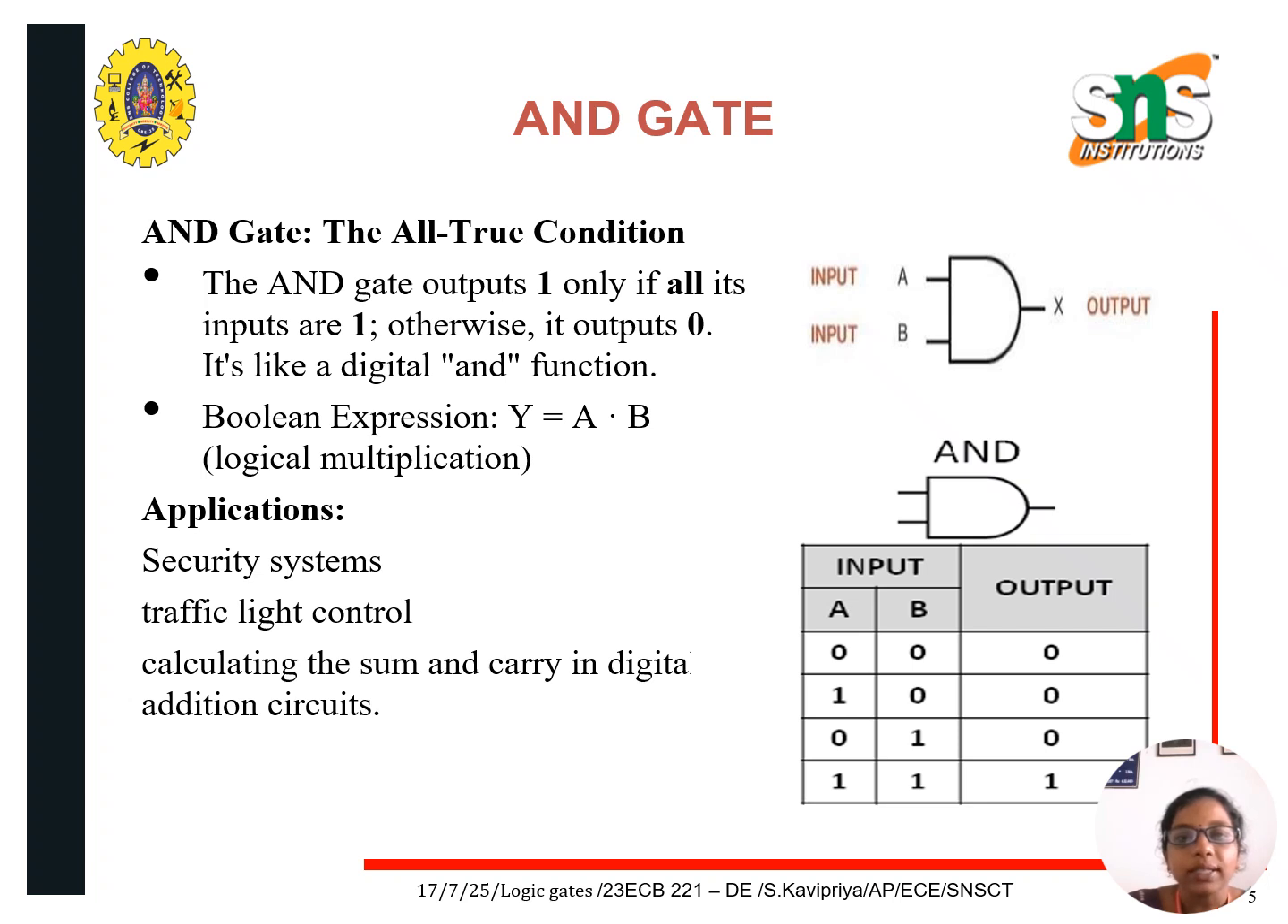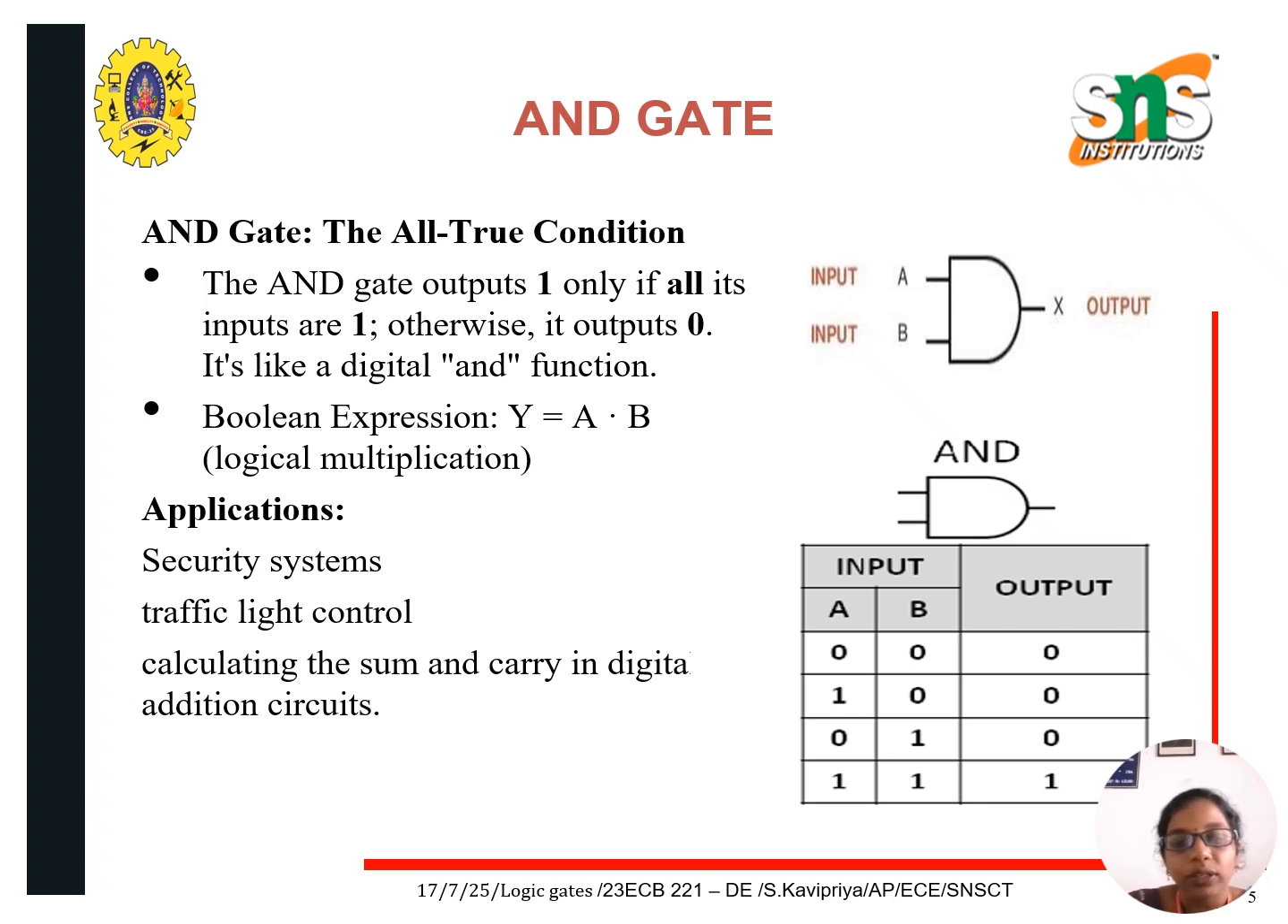First we can see the AND gate. The AND gate works on the all-true condition, which means that only if all the inputs are 1, the output will be 1. If the inputs are 0 0, or 0 1, or 1 0, the output is 0.